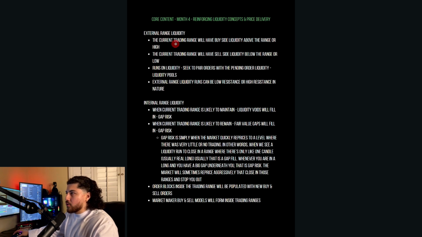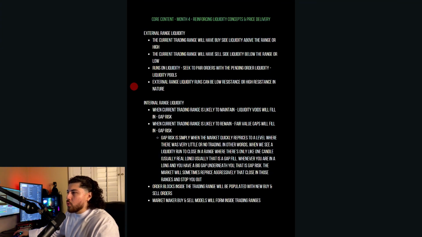Month four, reinforcing liquidity concepts and price delivery. External range liquidity. The current trading range will have buy side liquidity above the range or high. The current trading range will have sell side liquidity below the range or low. Runs on liquidity. Seek to pair orders with the pending order liquidity, liquidity pools. External range liquidity runs can be low resistance or high resistance in nature.